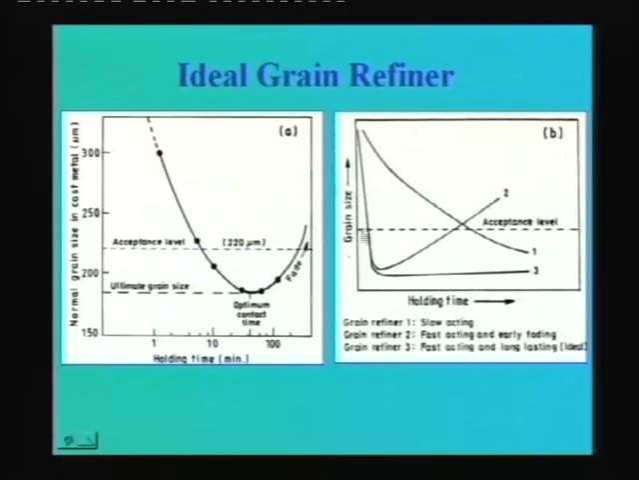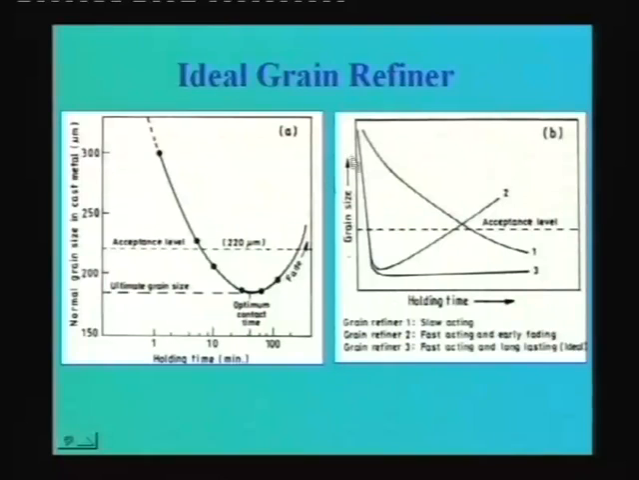In this connection, grain refiners are usually broadly classified into three groups. One is called a slow acting grain refiner. This is number 1, which you see here. That means it takes a long time to act as a good grain refiner. The second type is called a fast acting but early fading grain refiner. That means if you keep it inside the liquid metal, within a very short period it acts as a good grain refiner, but if you hold it for a long period, it loses its efficiency.